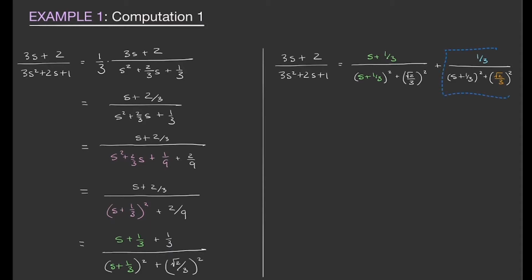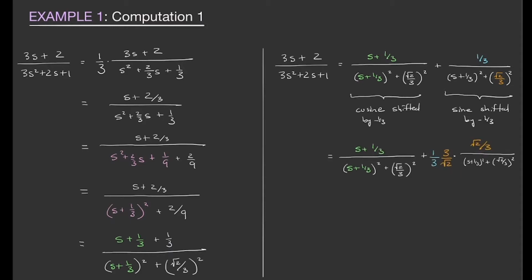Alternatively, this is very close to sine, but there is a shift again, and we need to make sure that in the numerator we have this. So again, cosine shifted by negative 1/3, sine shifted by negative 1/3. And now we've multiplied and divided by root 2 over 3, because that is the number here. And now you'll notice that this is in exactly the form we want for sine, namely sine shifted by negative 1/3. Let's now summarize what we have so far.